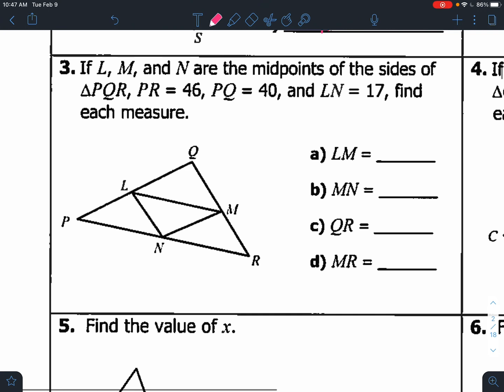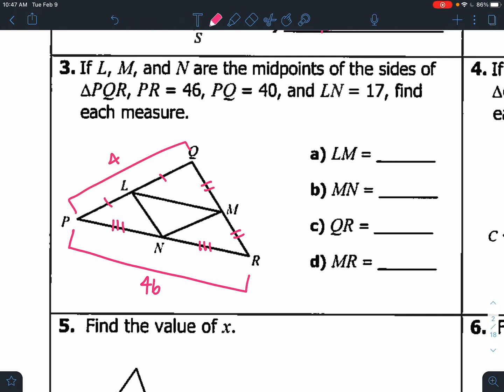All right, so L, M, and N are midpoints. So I'm going to stop there and go ahead and mark my sides. If L is the midpoint of PQ, that tells me that these two pieces are cut in half, and these two, and those two. And now let's go ahead and plug in our numbers. So PR is 46, so all the way across. PQ is 40. And LN is 17. So we can work our way down.